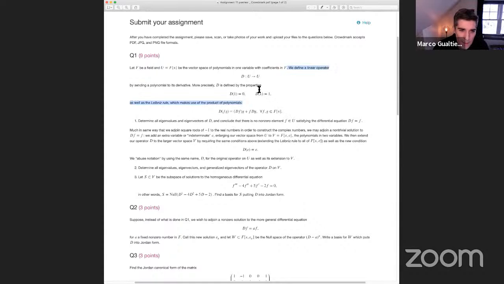Okay, so right now, the first question is asking you to find all the eigenvalues and eigenvectors. If we look at this simple equation, df equals f, it's basically saying find a function whose derivative is equal to itself. You could look at it in two ways. You could look at it as an equation in linear algebra.